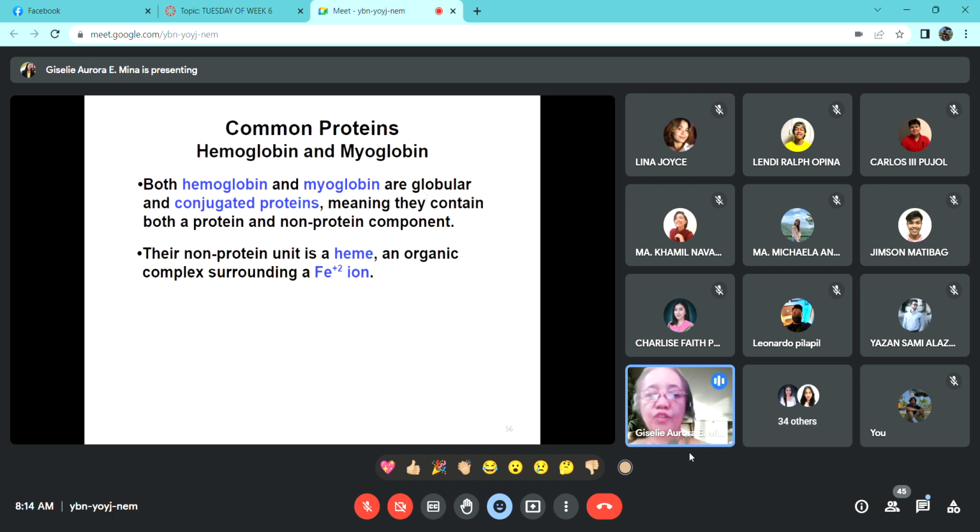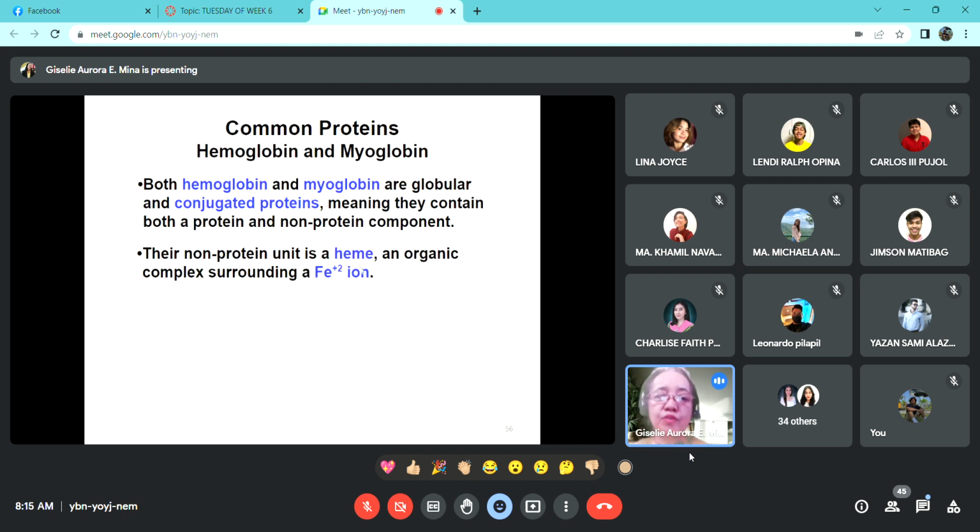Examples of globular proteins: hemoglobin and myoglobin are globular and conjugated proteins, meaning they contain both protein and non-protein components. It can be a glycoprotein, meaning a small amount of carbohydrate in your protein, or a lipoprotein, a bigger protein molecule with a small amount of lipids. So look at the surname: in lipoprotein, the surname is protein, which means it is really protein with a small amount of lipids. Glycoprotein is really protein with a small amount of carbohydrates. But if it is proteoglycan, glycans are carbohydrates, so it is carbohydrate with a small amount of protein.